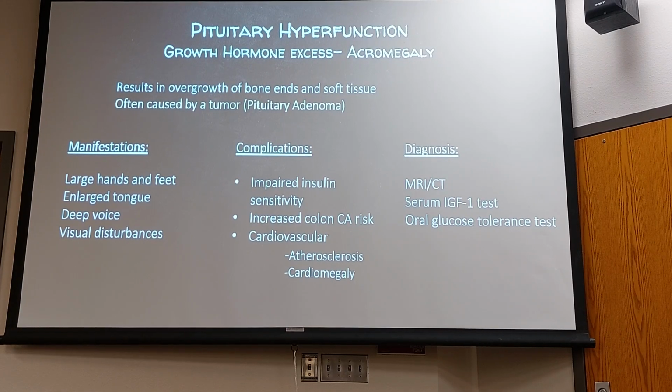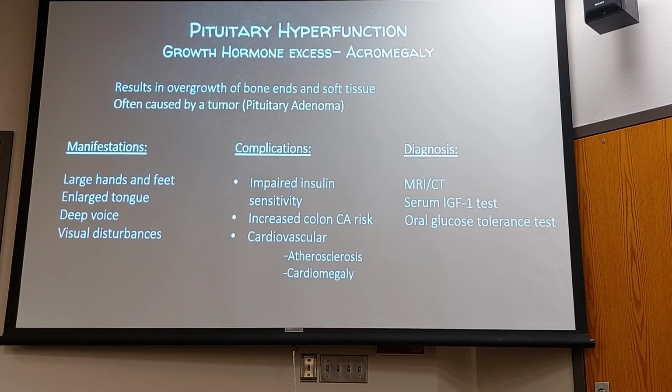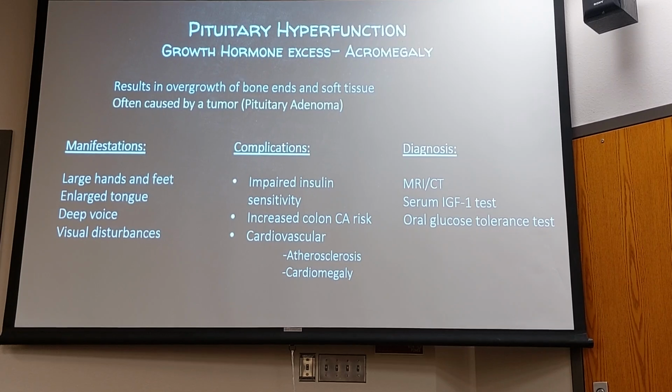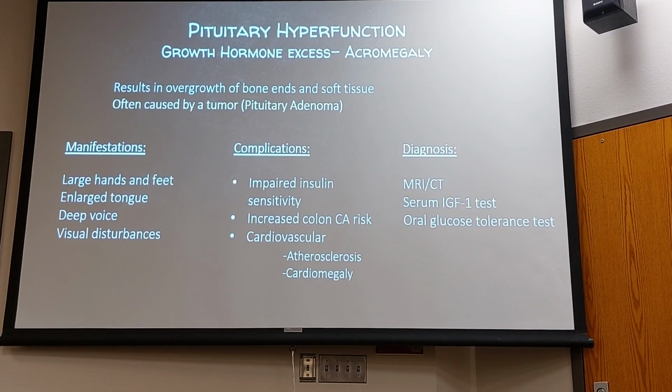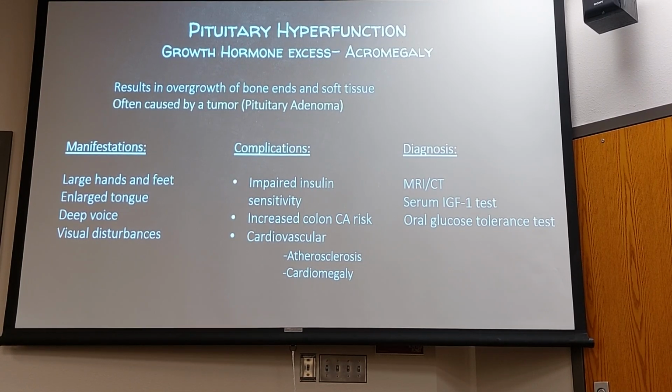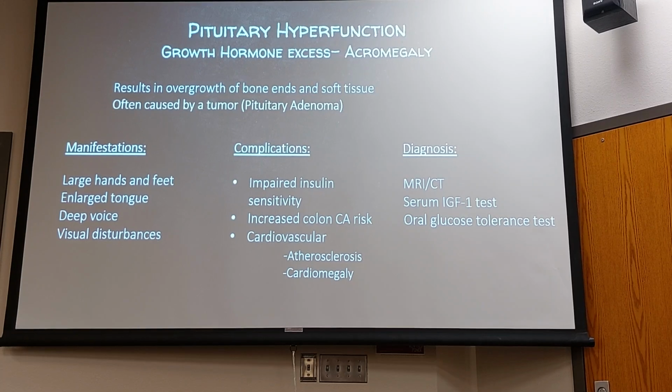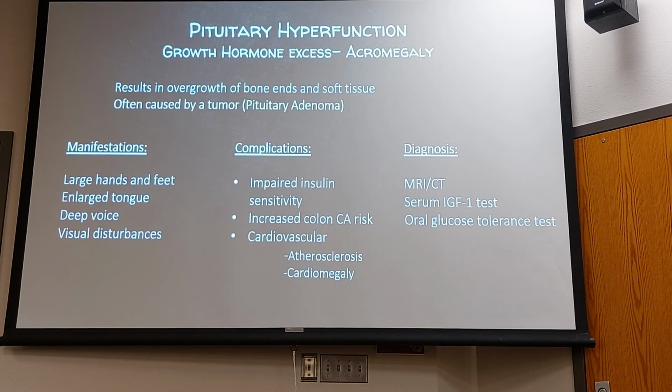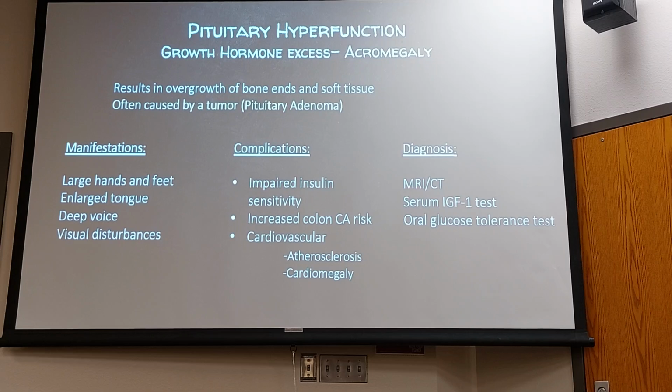So some manifestations we've already talked about. This is an overgrowth of the pituitary, causing growth hormone increases. So large hands and feet, large tongue, it can deepen their voice, so it affects the whole body here. Like I said, visual disturbances. This can cause an impaired insulin sensitivity. That's the serum IGF-1.